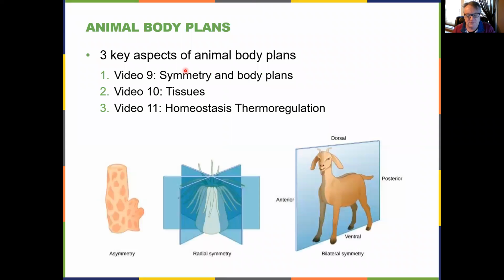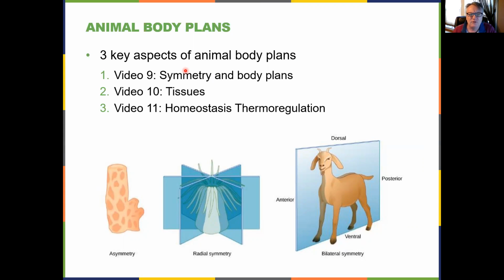But before we start talking about this video, the three major topics we're going to cover in this chapter are, first of all, symmetry in body plans. Video 10, the next video in this series, is going to talk about animal tissues. And then video 11, which would be the last part of this chapter, is going to talk about homeostasis and thermal regulation.